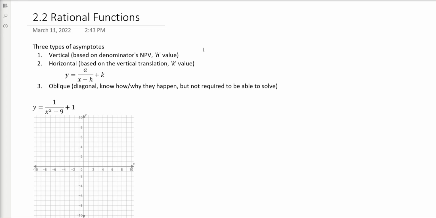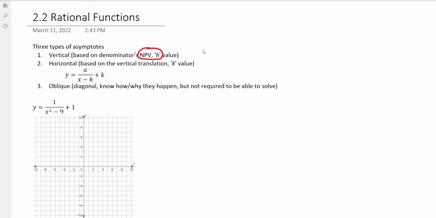Three different types of asymptotes. We have vertical, horizontal, and oblique asymptotes. Vertical asymptotes are based off of the denominator's NPVs. Okay, this is very key. The NPV from the denominator.